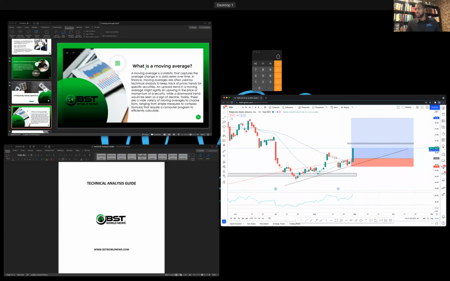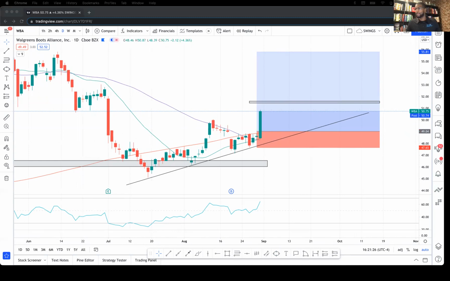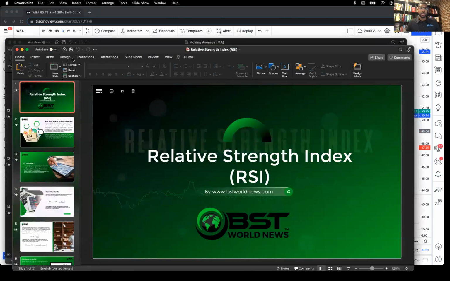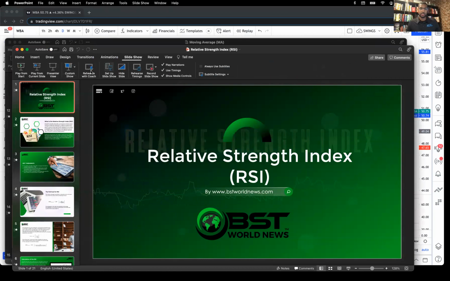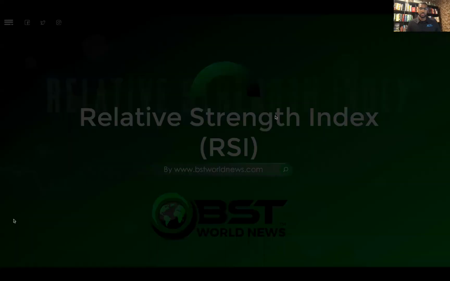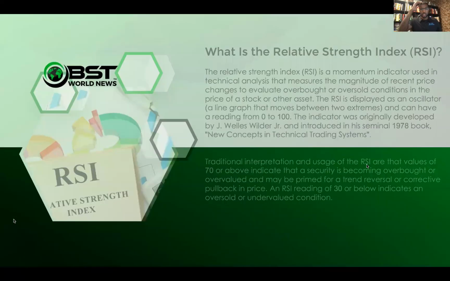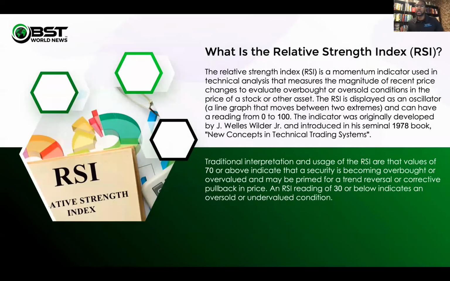All right, so relative strength index. So the RSI is the relative strength index, okay? What is the relative strength index? The relative strength index is a momentum indicator used in technical analysis that measures the magnitude of recent price changes to evaluate overbought or oversold conditions in the price of a stock or other asset.